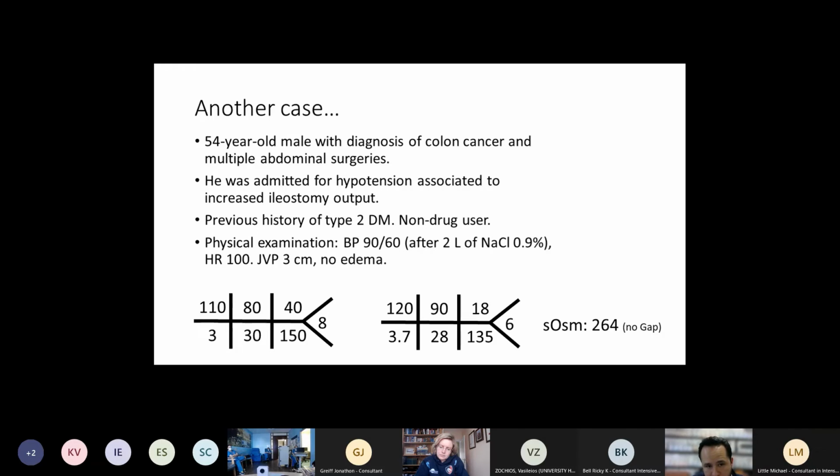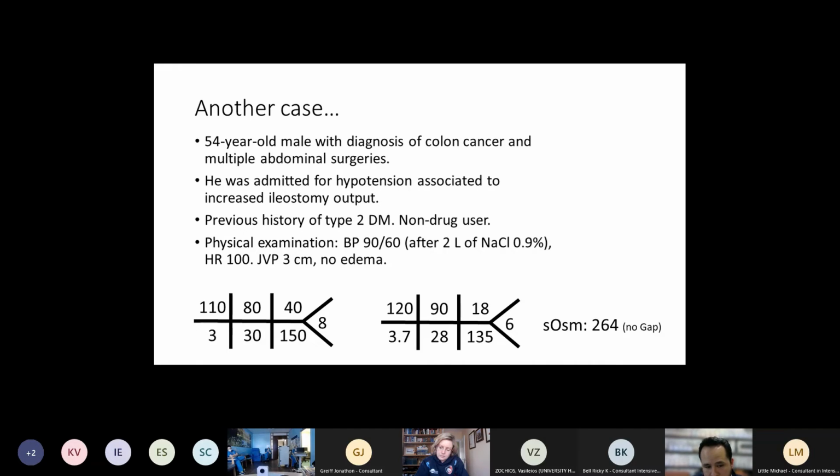This is another case, and this will have a different context. This is a 54-year-old man with colon cancer, multiple abdominal surgeries, has an ileostomy, and because he has an increased output, he has presented hypotension. He's dry. Previous history of type 2 diabetes. On physical examination, blood pressure 90/60, and this is just after 2 liters of sodium chloride. His heart rate remains high. He doesn't appear to be edematous.